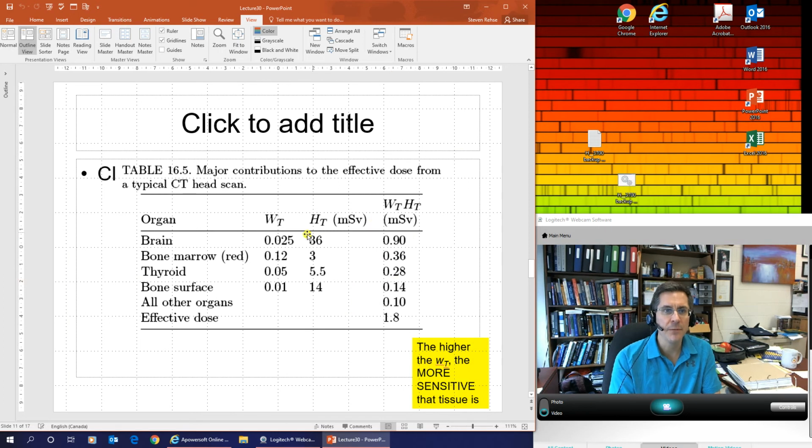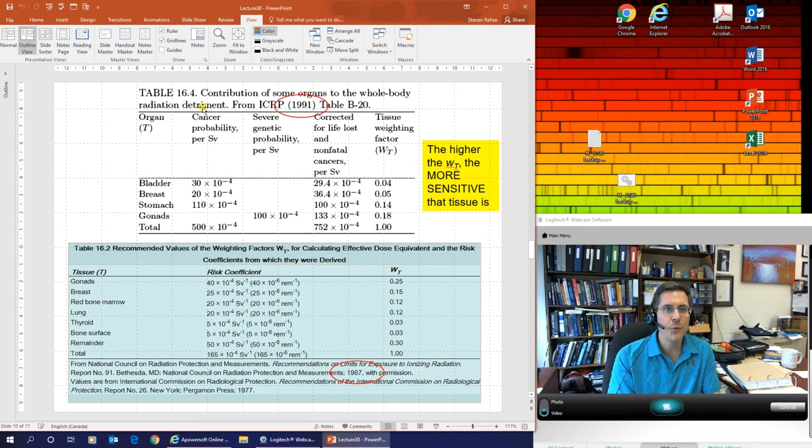So I like this chart. Let's just bring it back up so you can see it a little bit, because this was 16.4 showing what these guys are. So clearly on this chart, what's the most sensitive? Your gonads. These are your reproductive organs. You know that, right? Both male and female, the reproductive organs are very sensitive because you're producing lots of cells all the time, and they're reproducing, and they're very fragile, these stem cells.